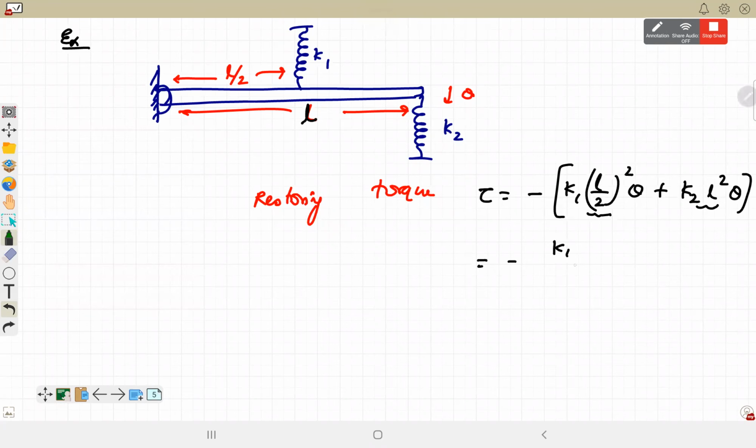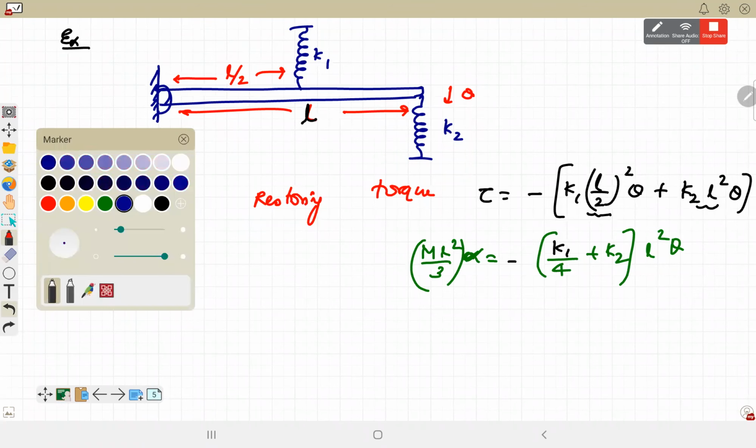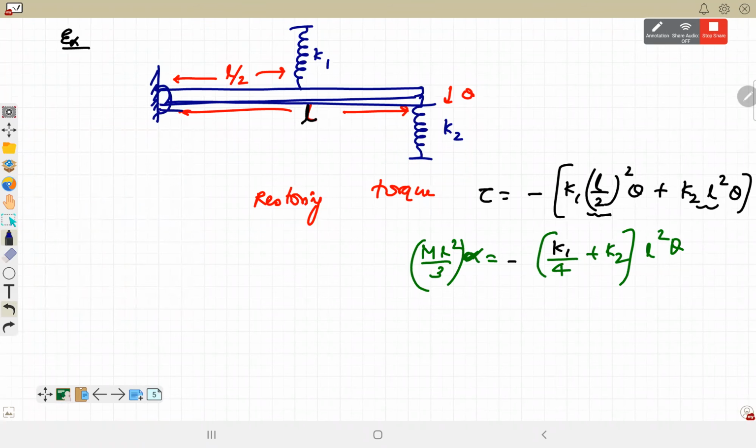Right. So it will be K1 by 4 plus K2 times L square theta, and on the left hand side it is the same, ML square by 3 times alpha, since torque is equal to I alpha. I hope this is understandable because we have already done this chapter, so I'm just trying to do it a little faster. This is a combination of both, in which one spring will elongate and one will compress, but as a result both the torques will be in the same direction.